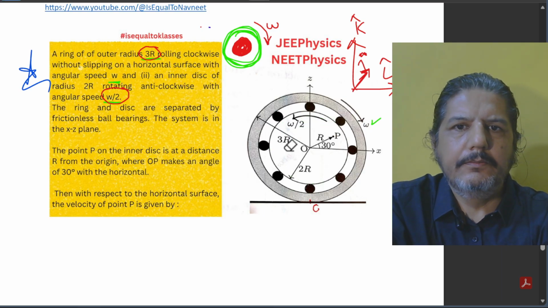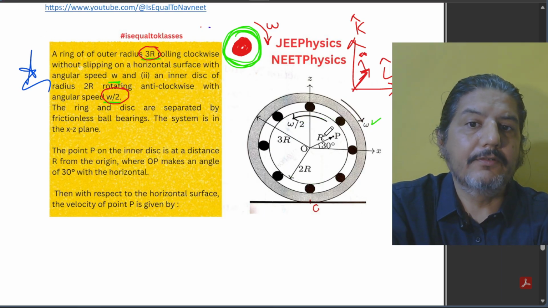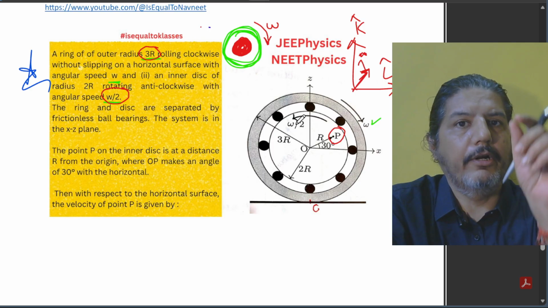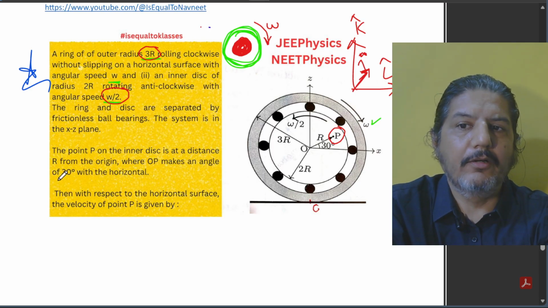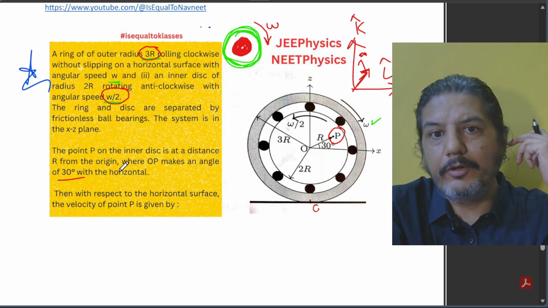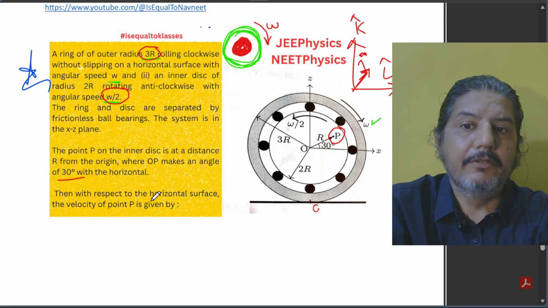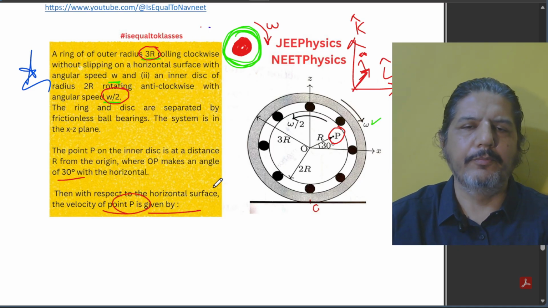The point P on the inner disk. So there is a point P. This is a point P. Is at a distance r from the origin. So this random point P is at a distance r from the origin, where OP makes an angle of 30 degree with the horizontal. So this point P makes an angle of 30 degree with the horizontal. Then with respect to the horizontal surface, the velocity of point P is given by, so we have to find the velocity of this random point P.